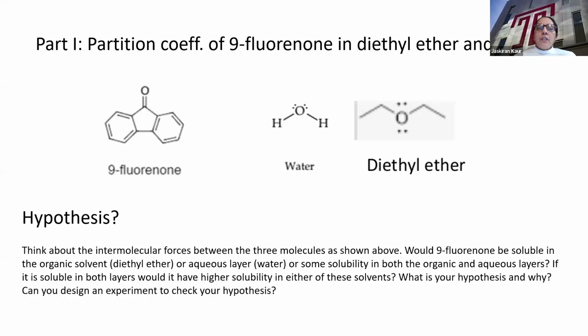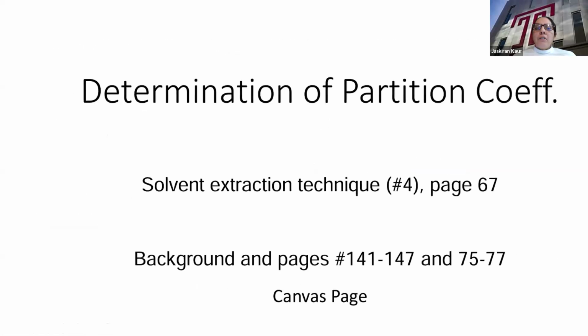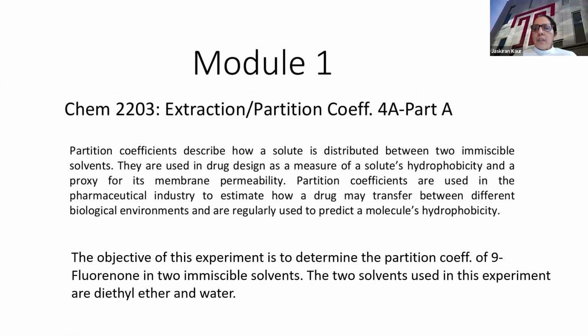So your goal is to figure out, if I start with a given amount of 9-fluorenone, relatively what percentage do I expect to go in the water layer and in the ether layer? Now, coming back to the question, why do we care about this? Why do we need to know this?